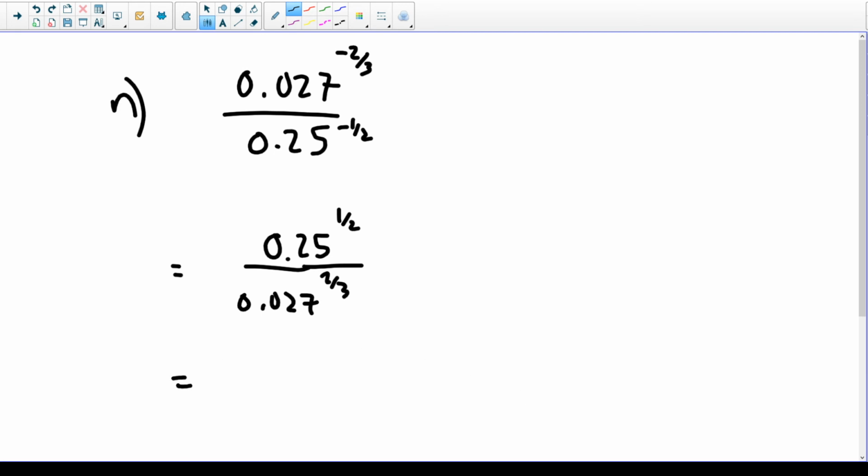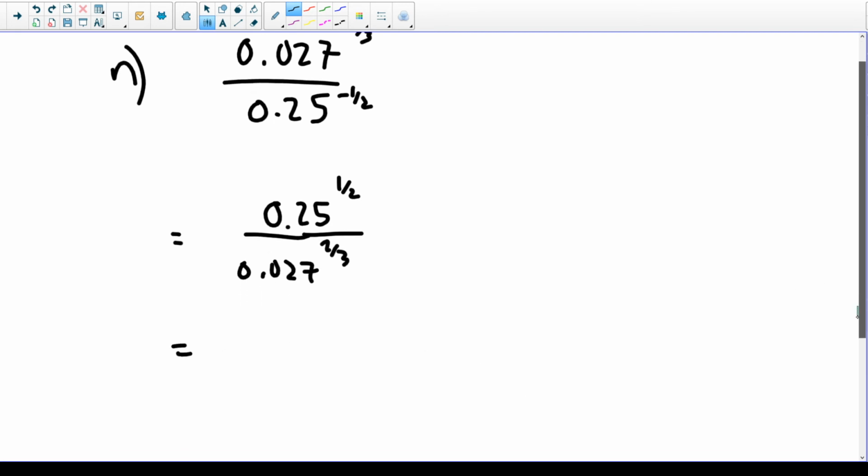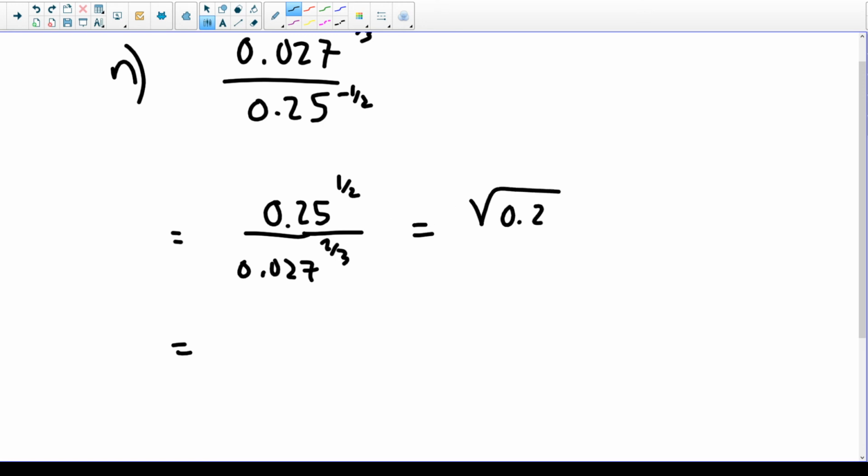Now, there's no way that I'm going to be able to turn 0.027 into a base of 0.25 or vice versa. Okay, so this is not what this question is asking us to do. This question is actually asking us to do what is the power of 1/2 of 0.25. Well, isn't that just the square root of 0.25? Isn't the bottom one just the cube root of 0.027 all to the power of 2?